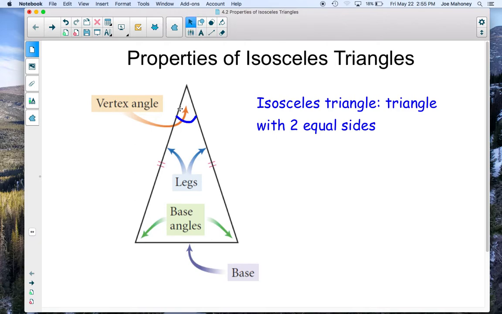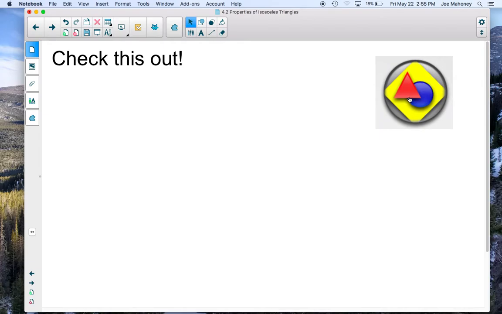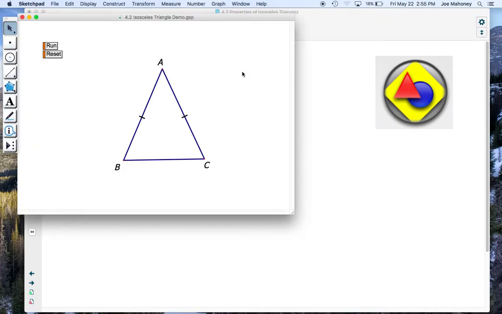So what we want to do is some investigating with this. So we're going to take a look at some Geometry Sketchpad real quick. Here we go. I got myself an isosceles triangle. You can tell it's isosceles because of the markings that are here and here. Those two markings being marked once each show that side AB is equal in length to side AC. AB is congruent to AC. And watch what's going to happen. Are you ready? Here we go.